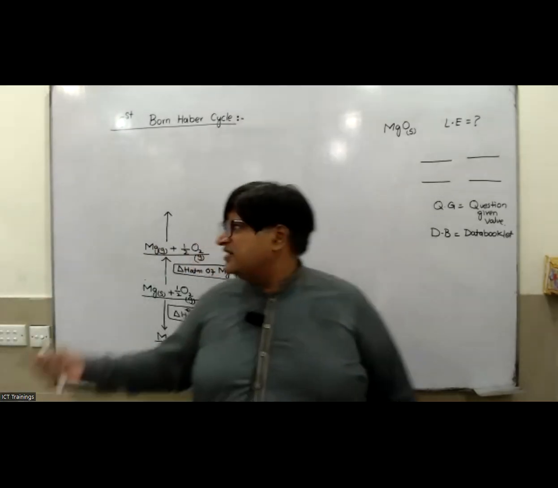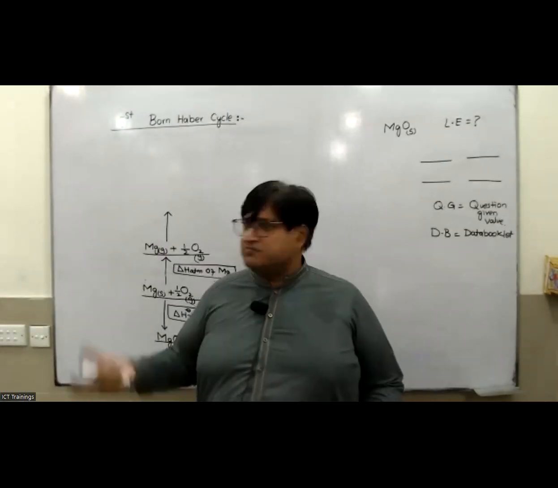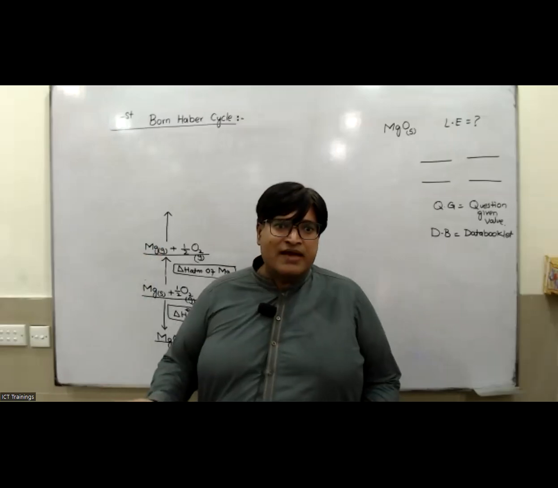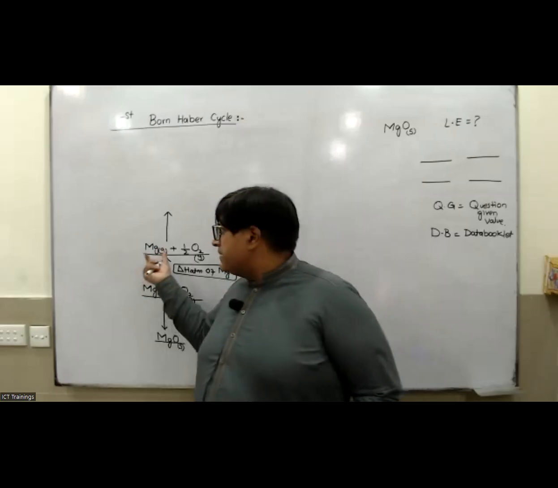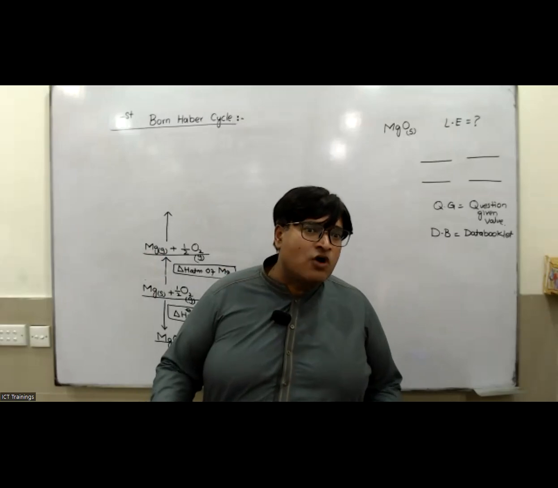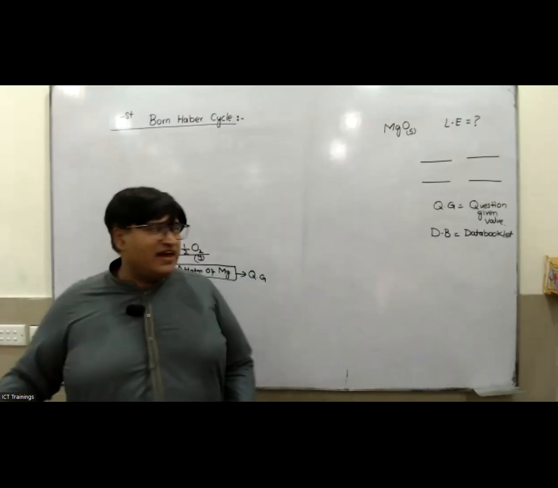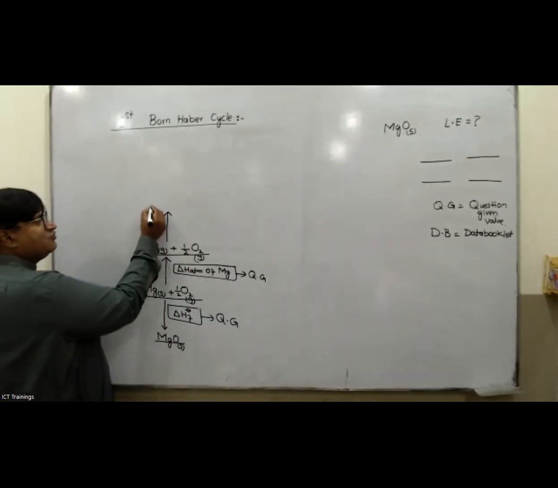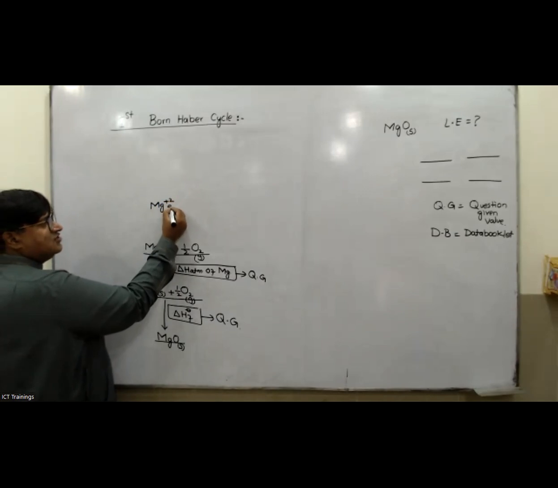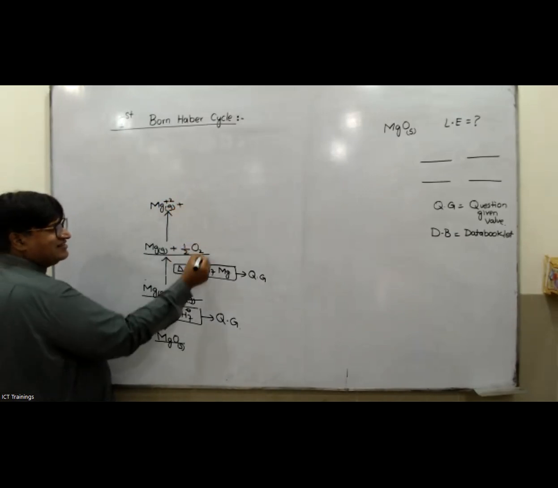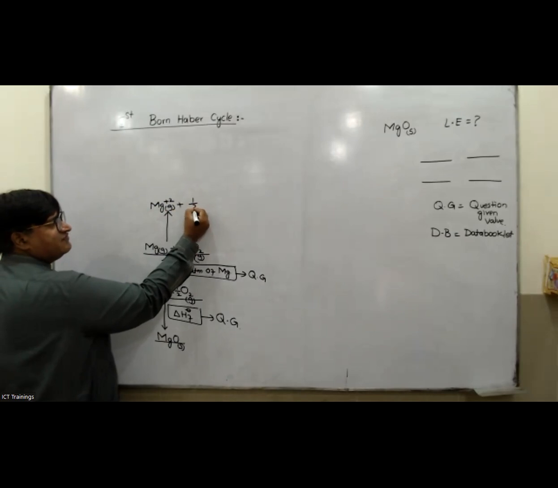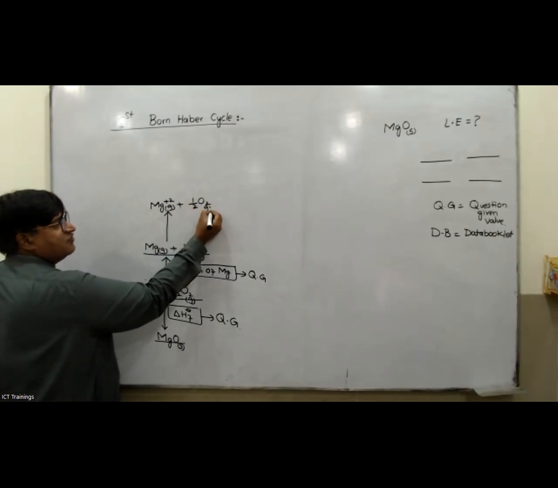It's not necessary that everything has a +2 charge. Maybe we have sodium. Sodium has a +1 charge. Maybe up here we have aluminium. Aluminium has a +3 charge. Okay, so change this magnesium into magnesium +2, gaseous form, and write this as it is, half O2, gaseous form.